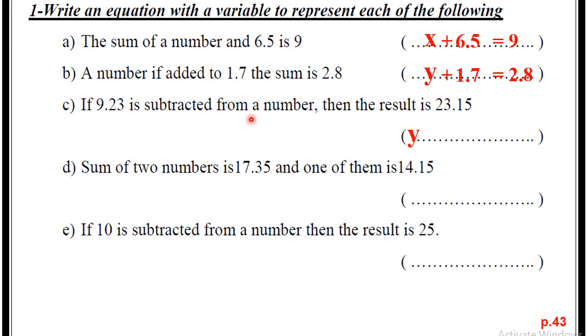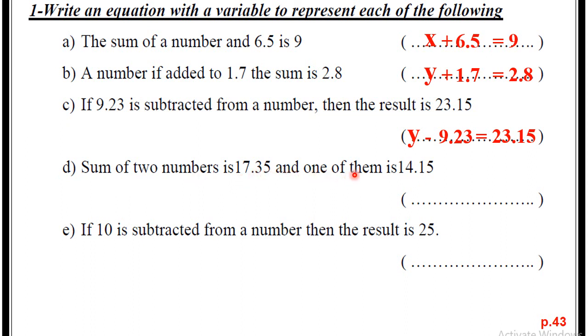A number, here we will write it first, which is the variable y, because it's after from. And now subtract means minus 9.23, the result means equal 23 and 15 hundredths. So y minus 9.23 hundredths equals 23.15 hundredths. Here is our equation.